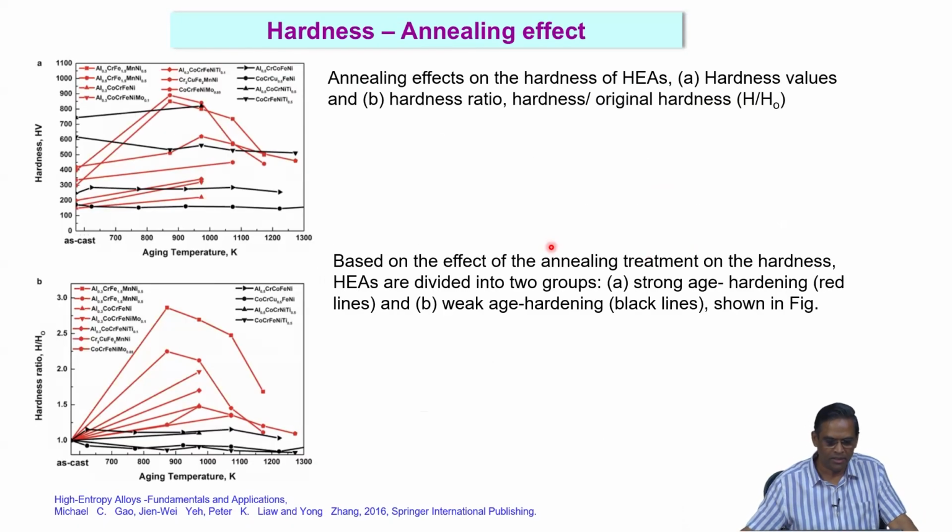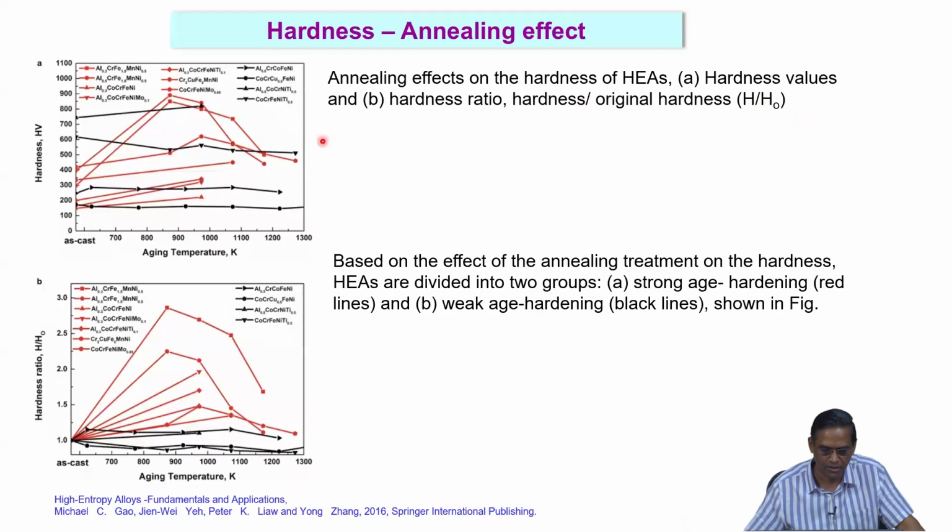So, how is this hardness going to be manipulated? First is the annealing effect. Suppose you anneal these alloys, all these alloys. What we have seen in these two plots is the hardness values and then the hardness ratio, that is hardness divided by the original hardness. That is, before annealing you have a hardness, after annealing something else happens. So, you have a hardness ratio, and two types of colors are shown here based on the effect of the annealing treatment on the hardness.